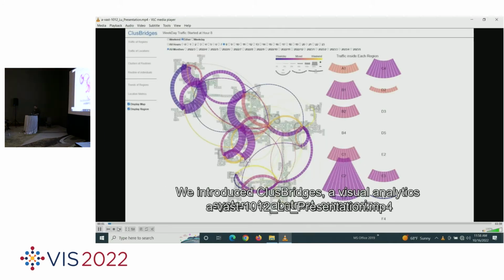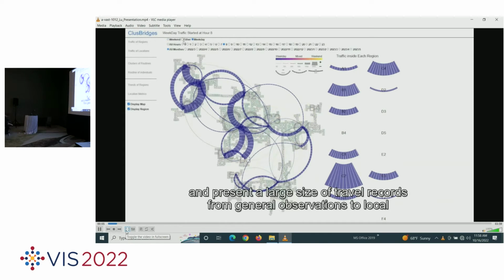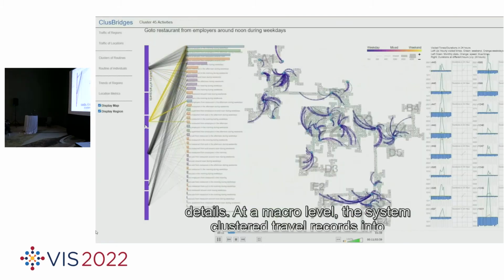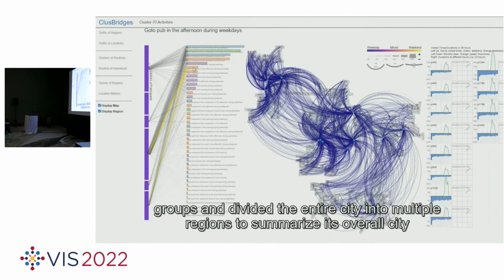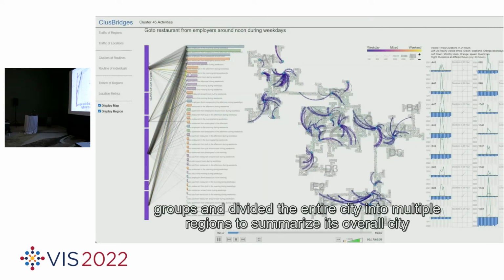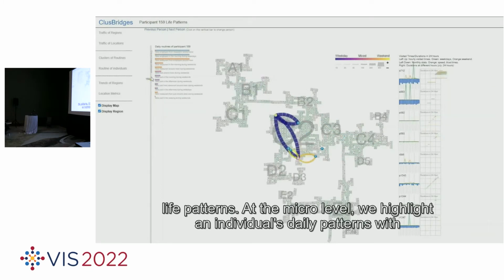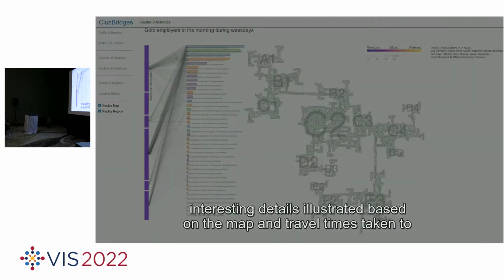We introduced ClusBridges, a visual analytics system to abstract, summarize, and present a large size of travel records, from general observations to local details. At the macro level, the system clustered travel records into groups and divided the entire city into multiple regions to summarize overall city life patterns. At the micro level, we highlight an individual's daily patterns with interesting details illustrated.